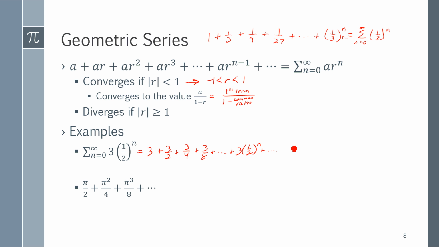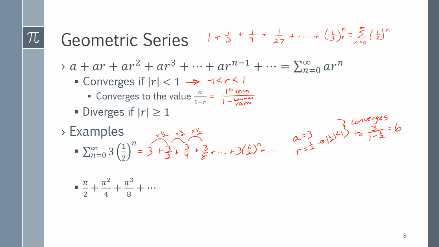I can now see that my first term is 3. My common ratio, well, that's times a half, times a half, times a half. So my common ratio is 1/2. And the absolute value of 1/2 is less than 1. So this converges to 3 over 1 minus a half, which is 6. So that sums to a value of 6.